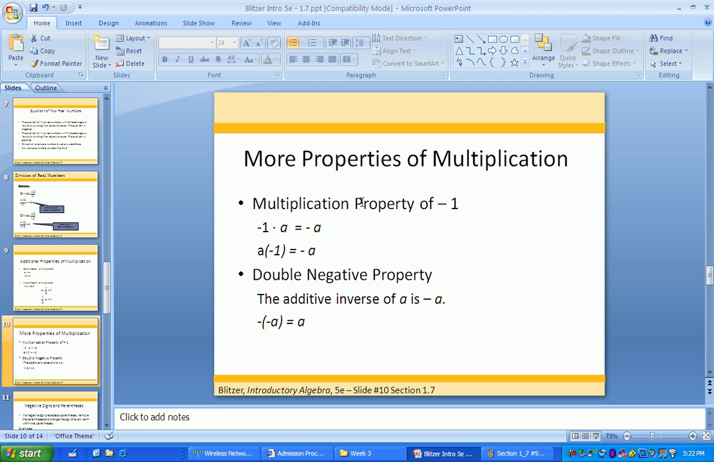Some more properties. We're going to be talking about the multiplication property of negative 1. Negative 1 times A is equal to negative A. A times negative 1 is equal to negative A. So anytime we have negative 1 times any number, it's just going to change the sign to a negative. In the case you have a double negative, such as negative 1 times a negative A, well, the two negatives turn into a positive, so we end up with a positive A.